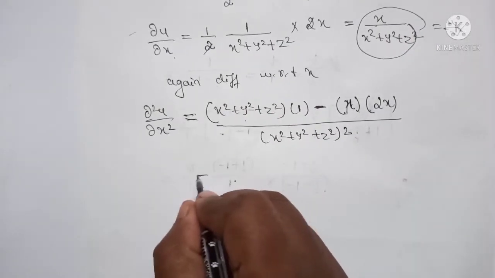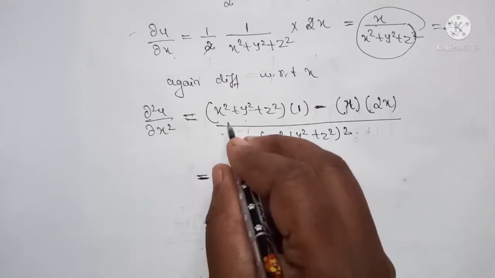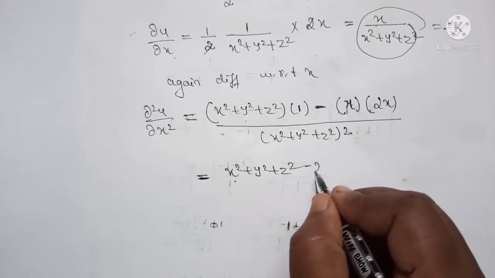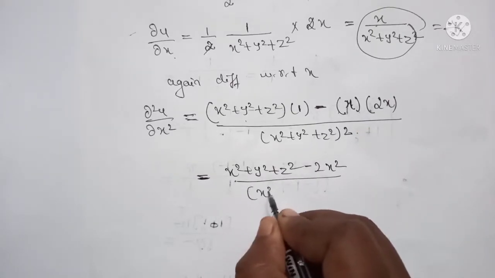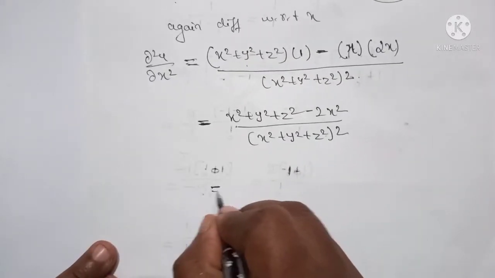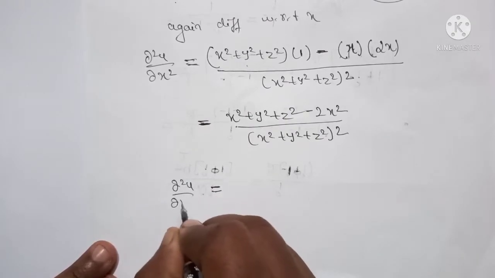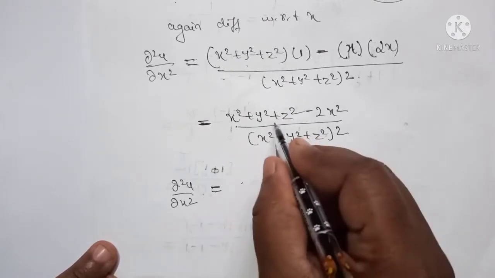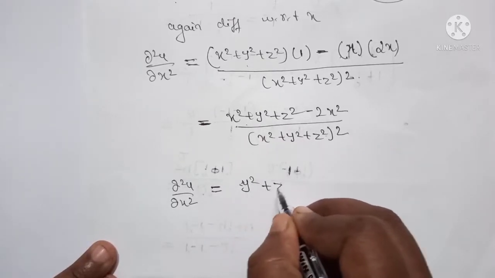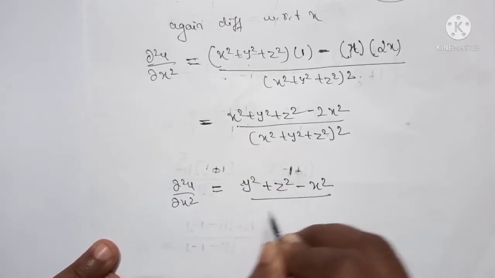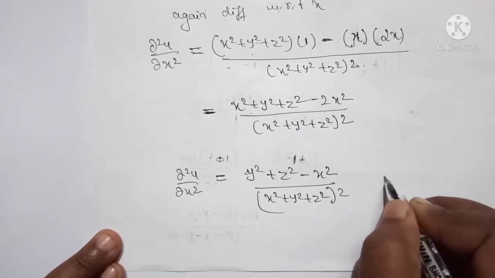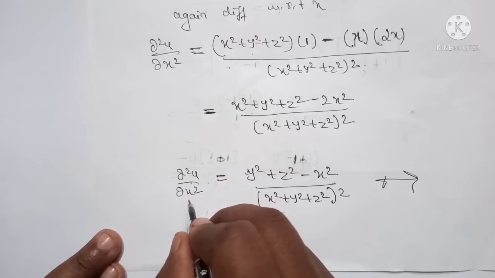Simplifying this one, we get x square plus y square plus z square, minus 2x square, divided by the denominator as it is. This can be further written as dou square u by dou x square. We got x square minus 3x square, wait, x square minus 2x square is minus x square, therefore y square plus z square minus x square, divided by x square plus y square plus z square whole square. So this is the dou square u by dou x square value.